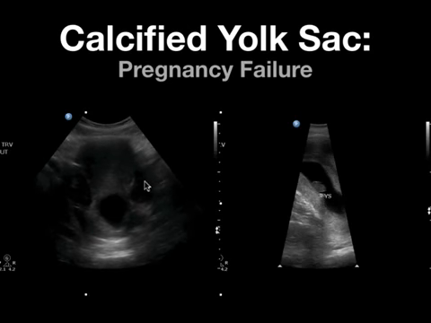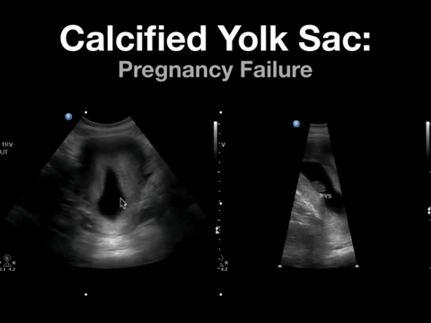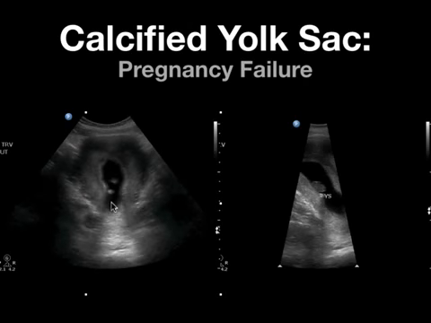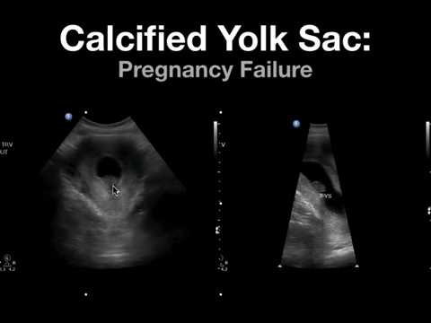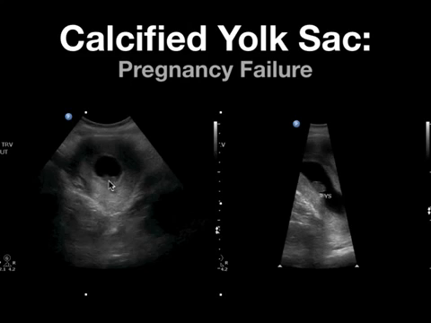And you can see on this transverse transabdominal sweep here that you've got this calcified yolk sac here. Here you have an embryo, and we'll talk about embryos in a little bit, but this embryo is greater than 5 millimeters and there's no cardiac activity, so this was a patient who had pregnancy failure.